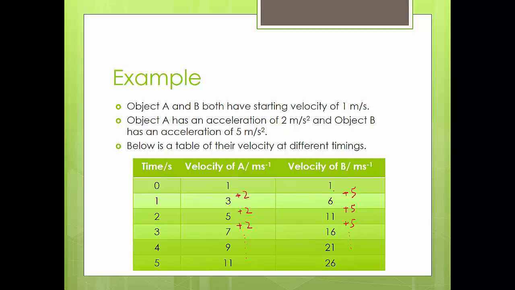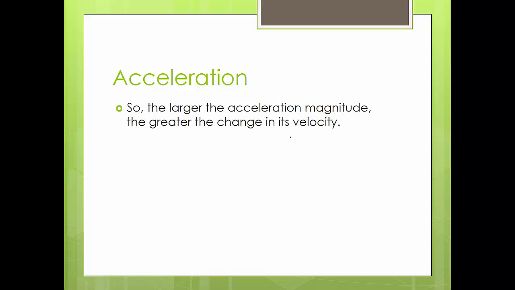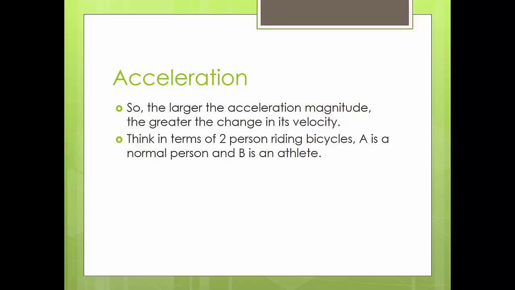Even though they have the same starting velocity, acceleration changes the speed of the object at different rates. The larger the acceleration, the greater the change in velocity. I highlight the change in velocity, not the greater velocity. One way is to think in terms of two people riding bicycles. A is a normal person, B is an athlete.